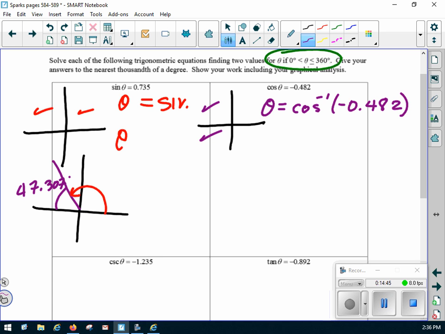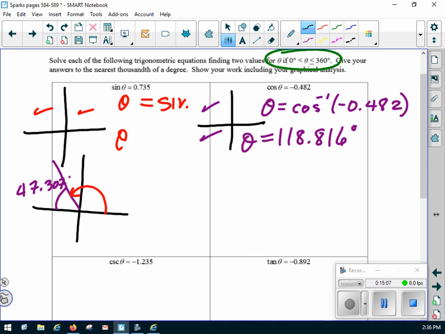That's not a reference angle because, good, it's not acute. So what quadrant does this end up in? Is that a quadrant I need? Yes, so that's one of my answers. 118.816 degrees.